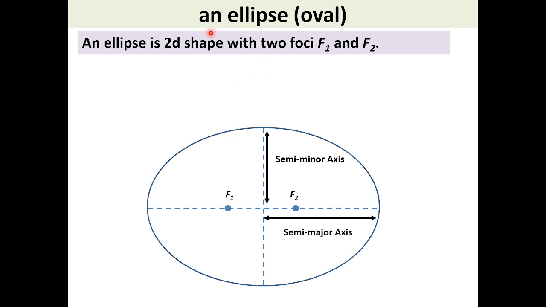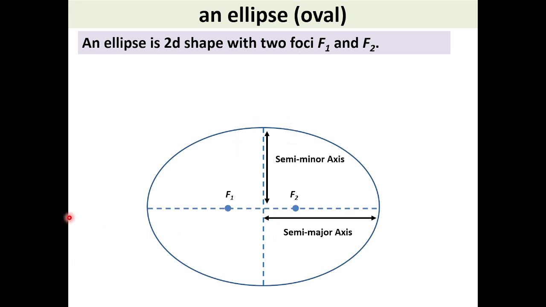So let us talk about ellipse. What is ellipse? I have put the word oval for ellipse. So it is a shape. It's a 2D shape, two-dimensional shape, and it has two foci. As you can see, this one here and another one here, F1 and F2.